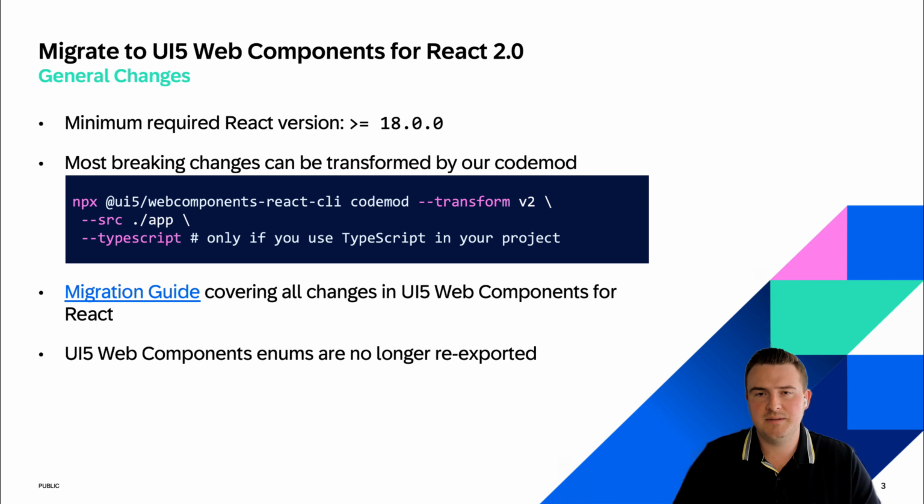The last general change for the UI5 Web Components for React 2.0 release is that the UI5 Web Components enums are no longer re-exported by our project. This is due to the fact that UI5 Web Components was not supporting TypeScript in the very beginning, so we decided to create TypeScript enums for all enums in the project. But as UI5 Web Components has now also supported TypeScript for a couple of years, there's no need to have this duplicated enum maintenance in both projects. So we decided to drop this re-export of the enums, and instead you can import the enums from UI5 Web Components directly. This is also something our codemod covers.